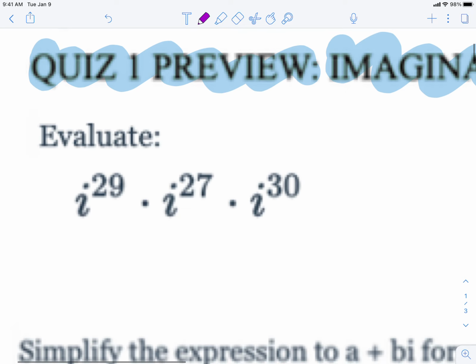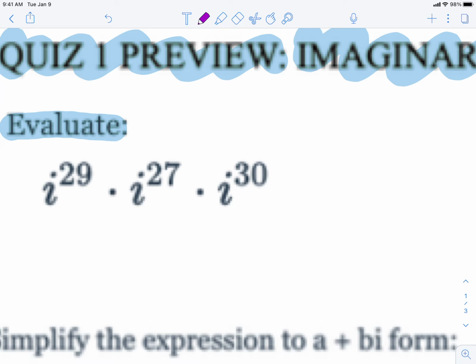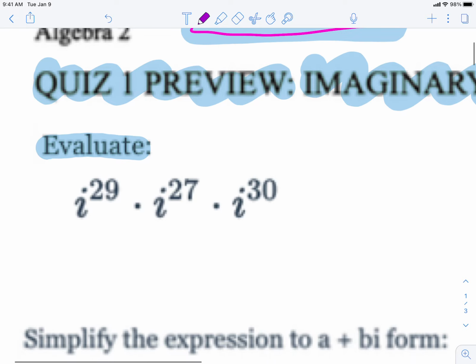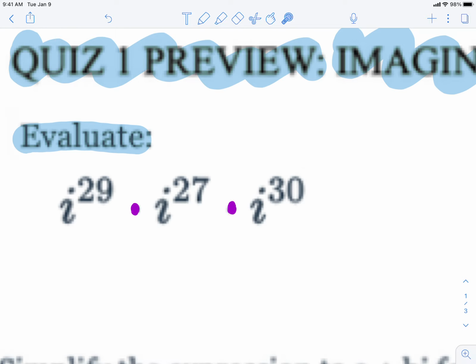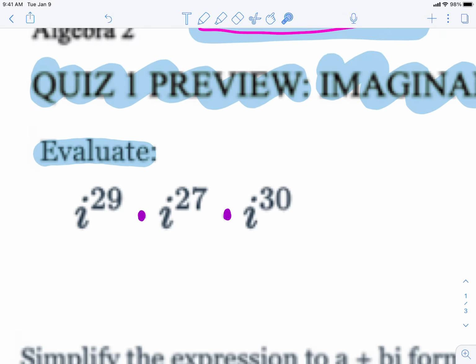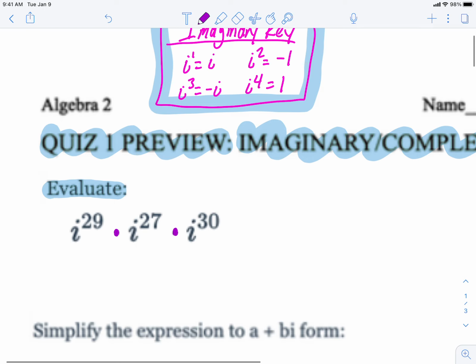So let's go with the first problem here. Remember, always read the instructions. The instructions simply says evaluate. So we are going to evaluate this problem. So the first thing I notice is that I'm multiplying i to the 29th times i to the 27th times i to the 30th, right? So whenever I multiply and I have the same bases, meaning i and i, what I can do with the exponents is I can add these three together.